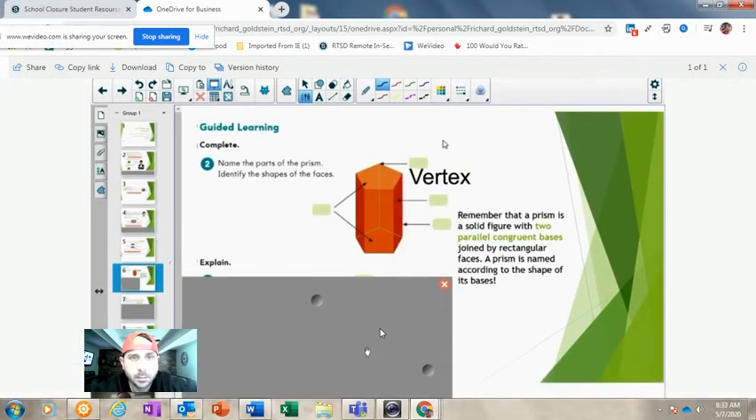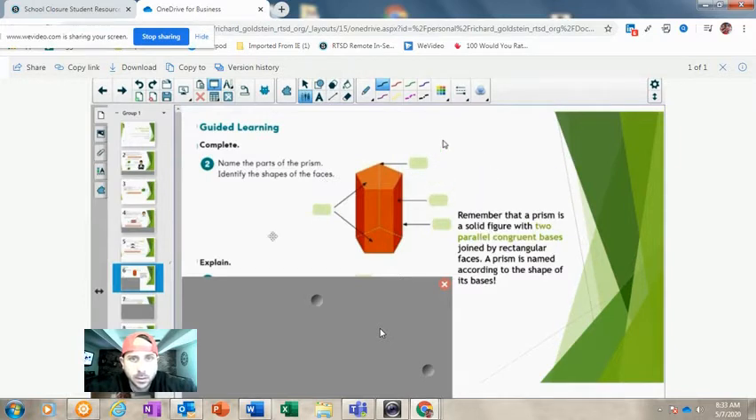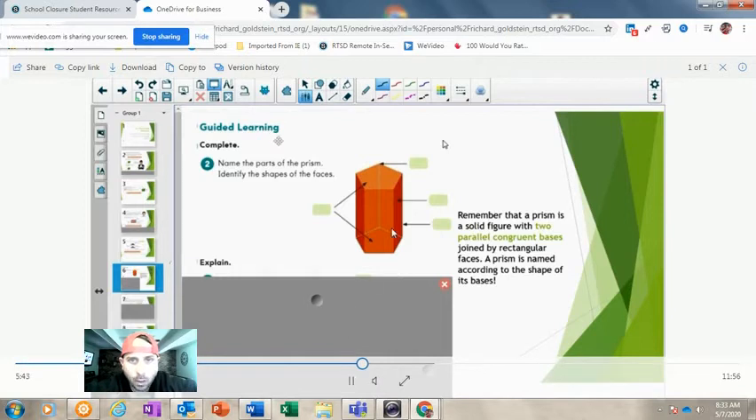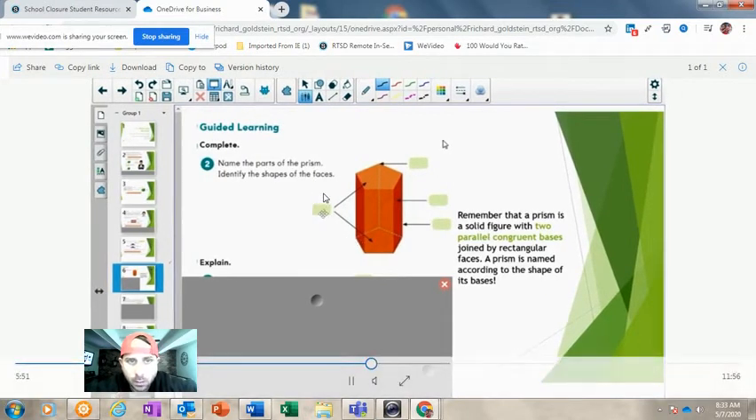All right. So what would the name of this prism be? Take a minute to look at it and think about it. What are these arrows pointing to? Can you name the parts of this prism? Can you think about what shapes the bases are?